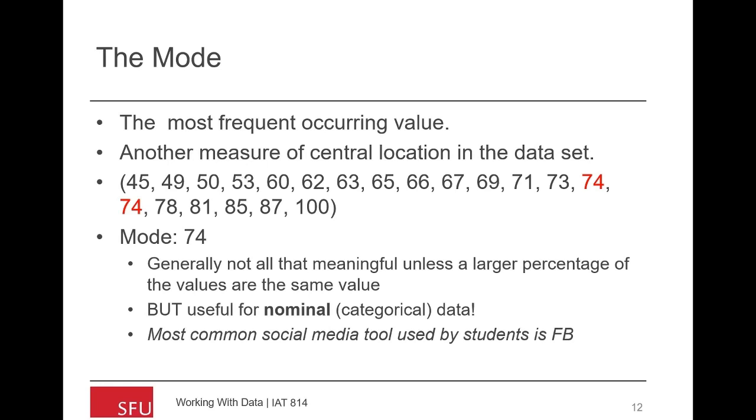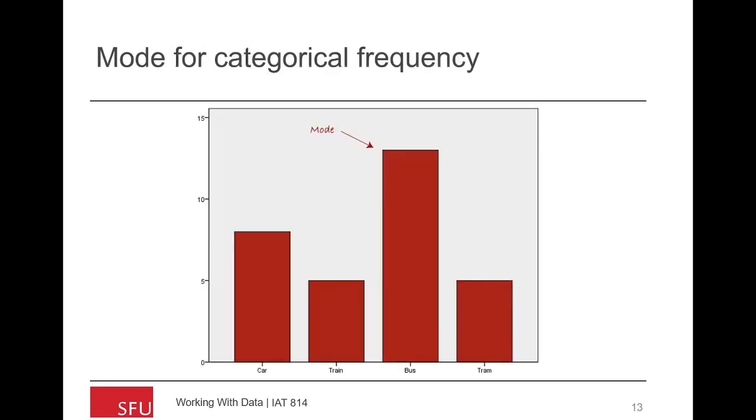But it is useful for nominal or categorical data. So for example, the most common social media tool used by students is Facebook. That is a suggestion of a computation that would be done by computing the mode, the most common something or other. There might be a whole bunch of social media tools, but there's a finite and comparatively small number of them compared to the infinite amount of numbers, say in the integers or in the real numbers.